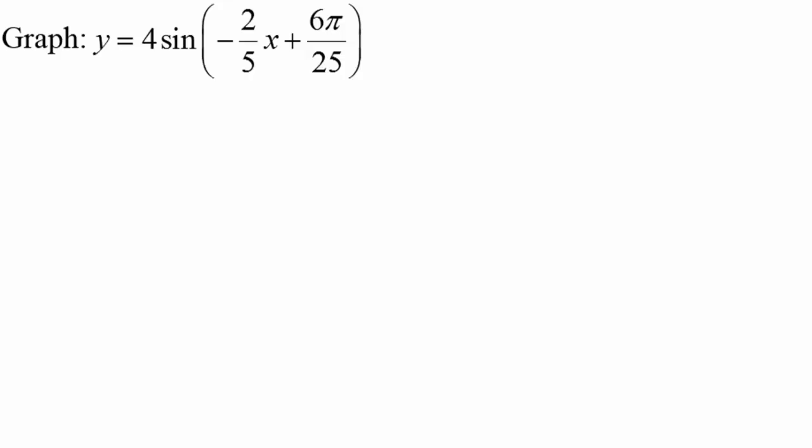Now we're asked to graph the function y equals 4 sine of the quantity negative 2/5 x plus 6 pi over 25. Right, now the first thing we're actually going to take care of is the look of this function. Right now, with that negative sign in front of the 2/5 x, that's going to create all kinds of problems for us in pretty much every step along the way here. So what we're going to do is use the odd property of sine.